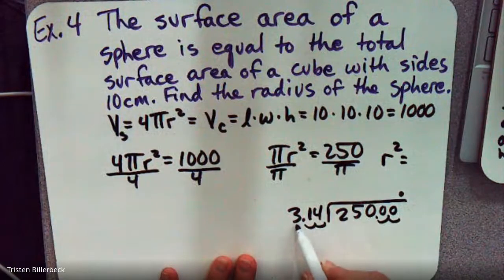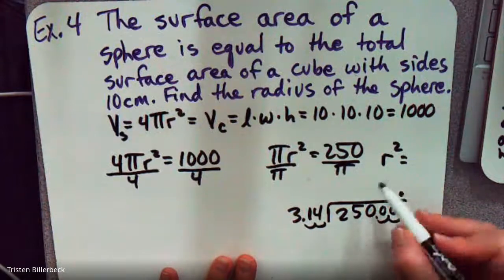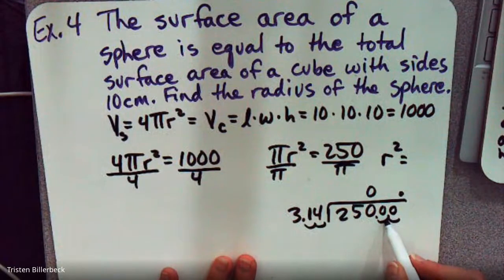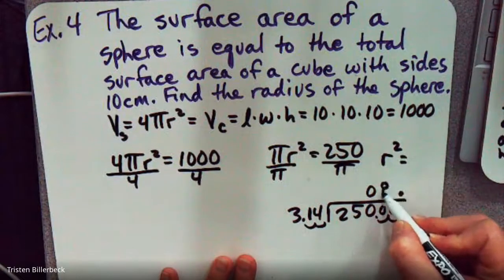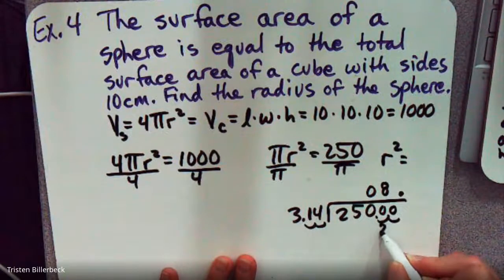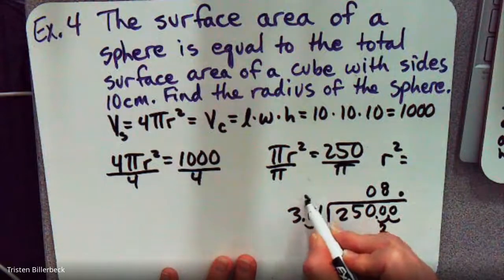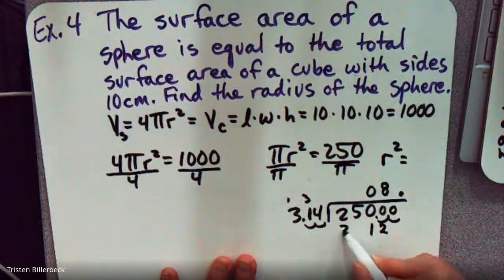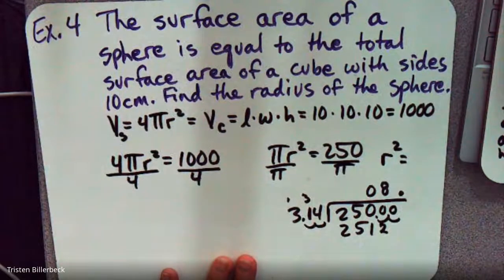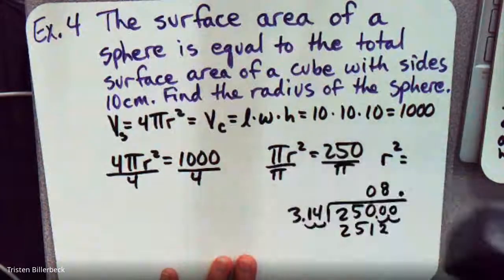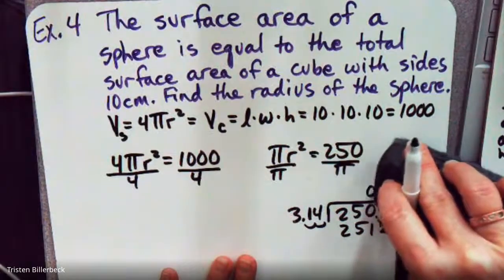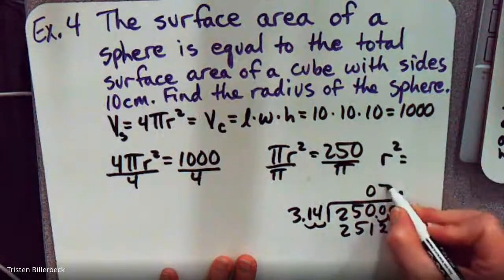So we ask how many 300s are in 250, 0. Then how many 300s are in 2500? Or how many 3s are in 25? And that's 8. So 8 times 4 is 32. Carry a 3. 8 times 1 is 8 plus 3 is 11. Then 25. Look at that, we just missed it. We got to go with 7. This is bigger than that, so we can't subtract. That's a bummer. So 7.